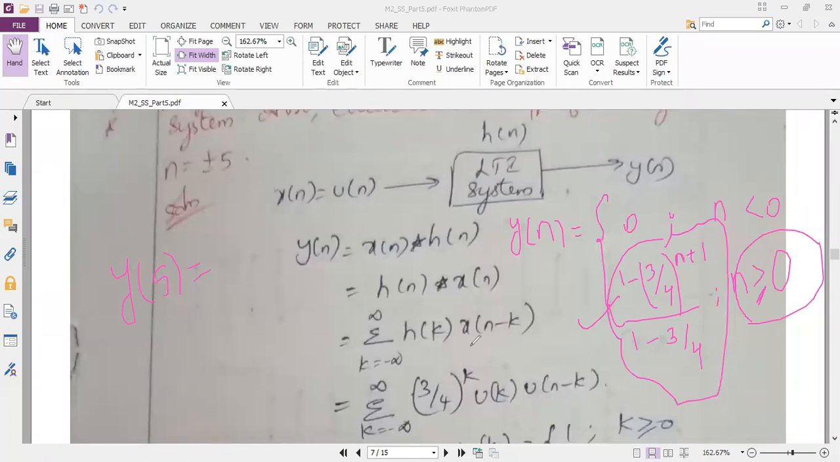3.28. Okay, 3.28. And see, without calculating, can anyone guess and tell me what is the value of output y of n for n is equal to -5? 0. Very good. Why is it 0? Because n is less than 0. Very good. When n is less than 0, my answer is 0.